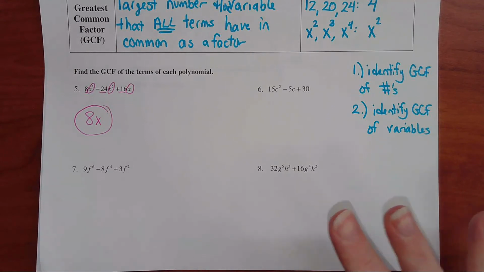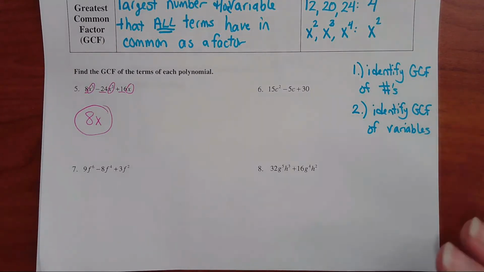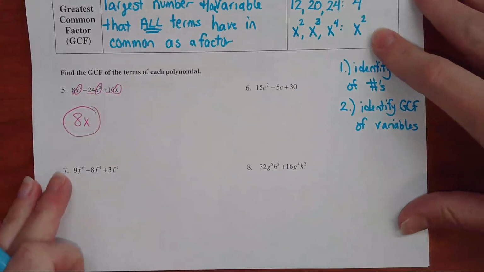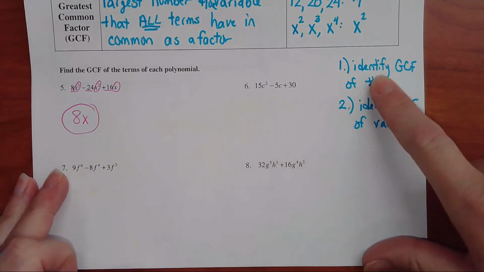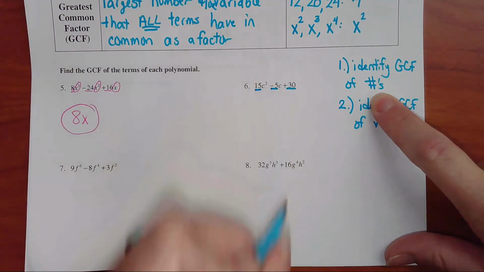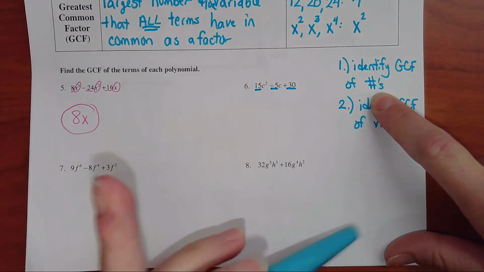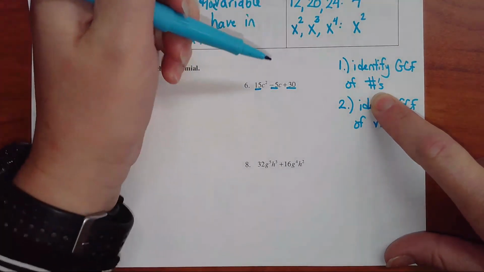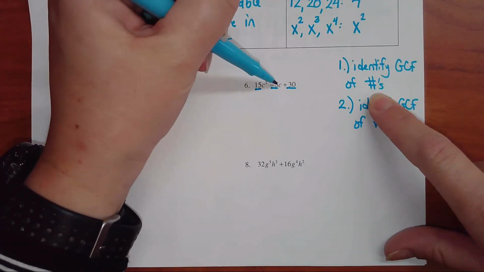So take a look at a couple more. Maybe once we get going on these, you'll see the pattern of how to do these without having to break them up like I did. So step 1 for number 6, identify the GCF of the numbers. We have a 15, negative 5, and a 30, or just think of it as a 5. We're not going to worry about signs right now. We will in a minute, next week. So we have a 15, a 5, and a 30.